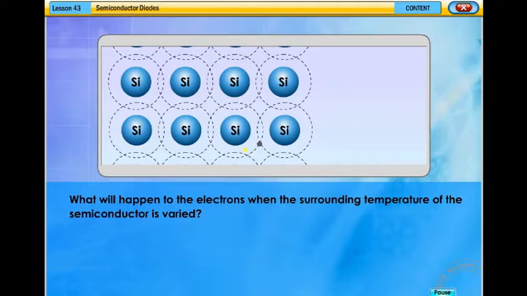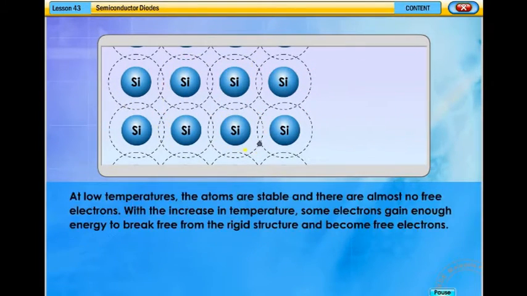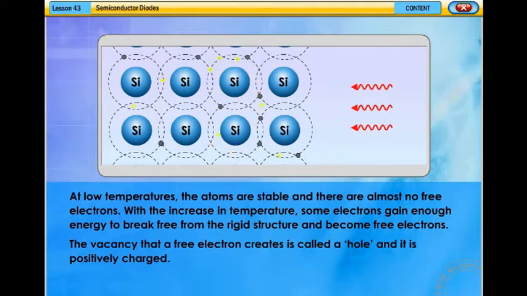What will happen to the electrons when the surrounding temperature of the semiconductor is varied? Drag on the slider to vary the surrounding temperature. At low temperatures, the atoms are stable and there are almost no free electrons. With the increase in temperature, some electrons gain enough energy to break free from the rigid structure and become free electrons. The vacancy that a free electron creates is called a hole, and it is positively charged.